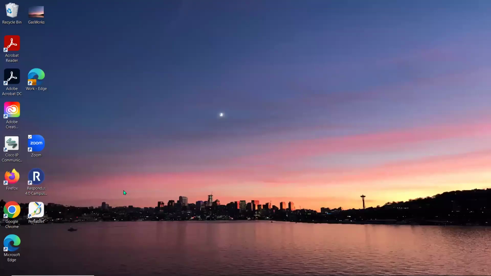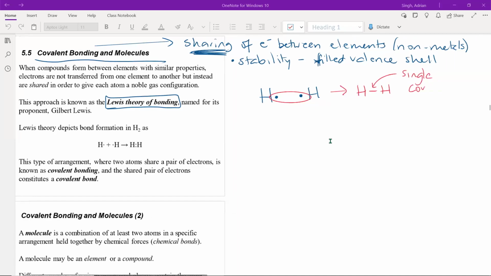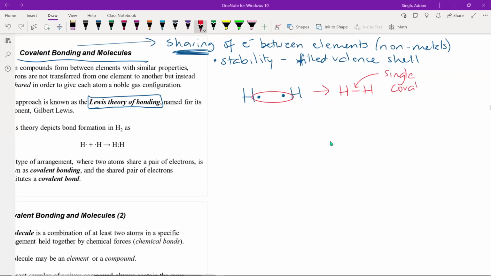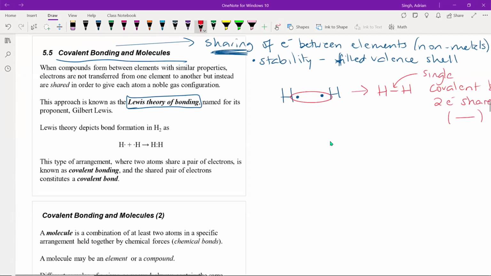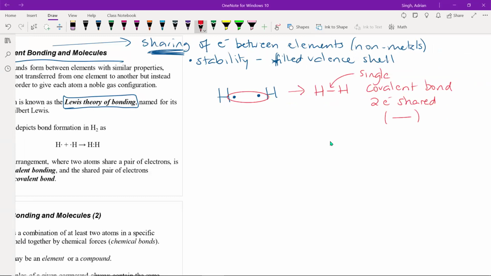And what that means in that single covalent bond is that two electrons are shared. Okay, and we represent that with just a single line between the elements. So we're sharing electrons, specifically we're sharing pairs of electrons, right? So one pair of electrons that are shared. And by doing this, each of those atoms becomes more stable.